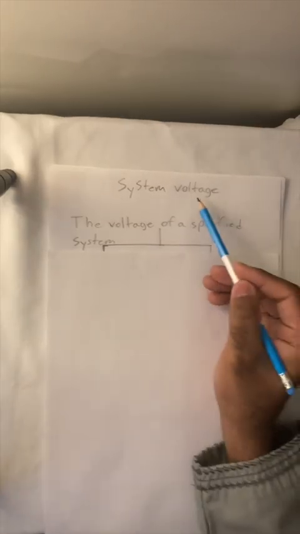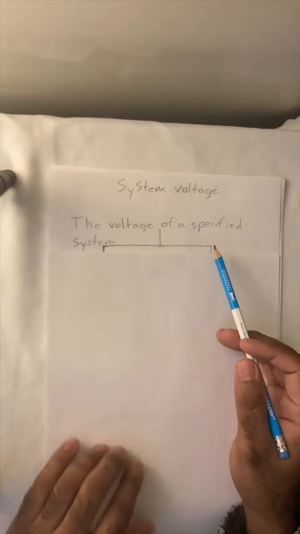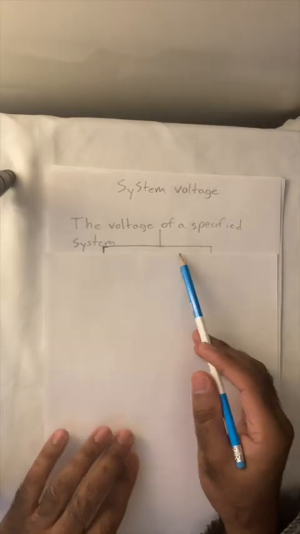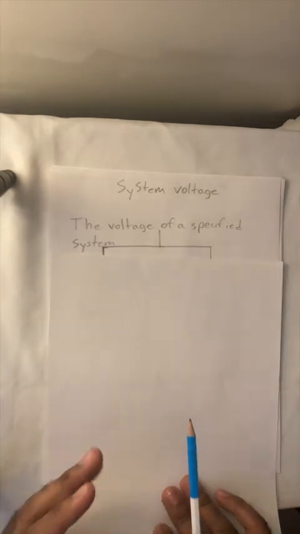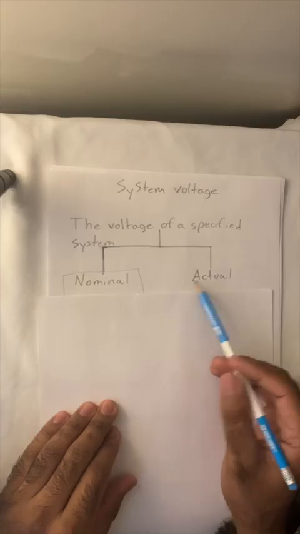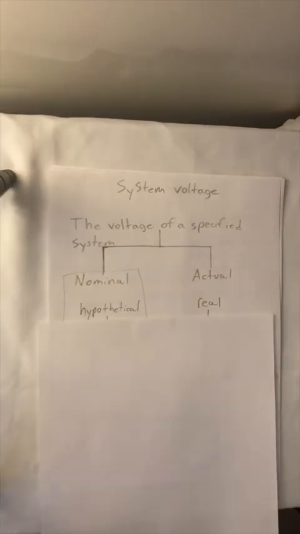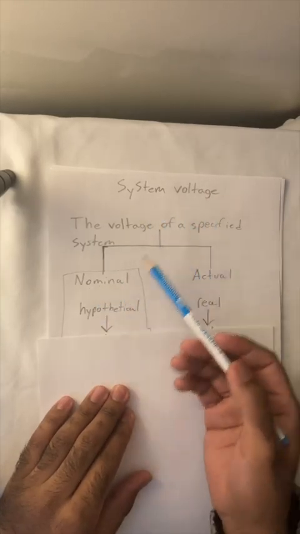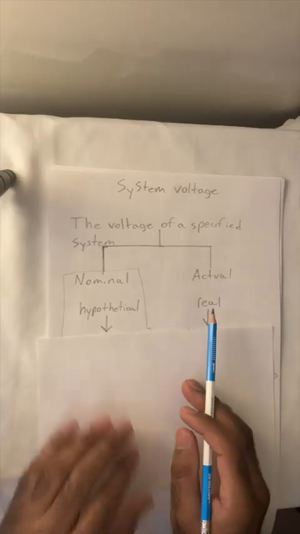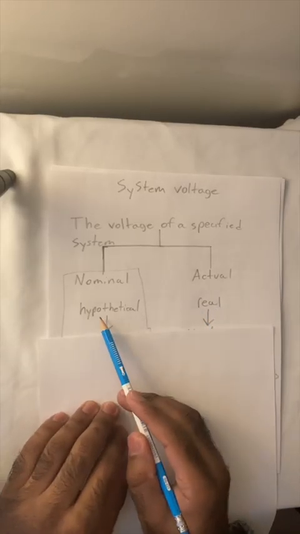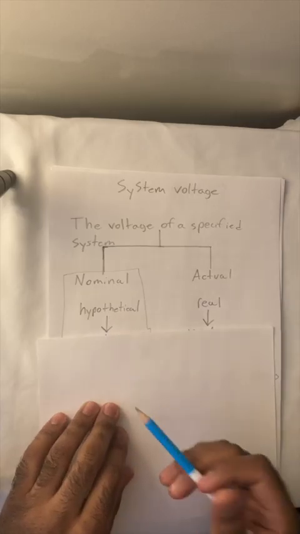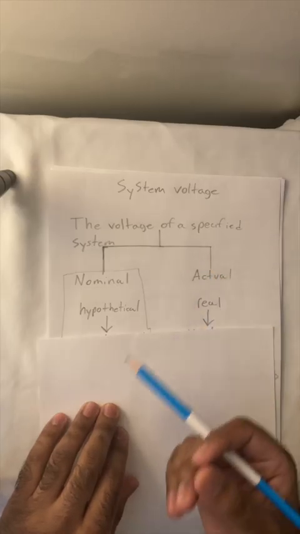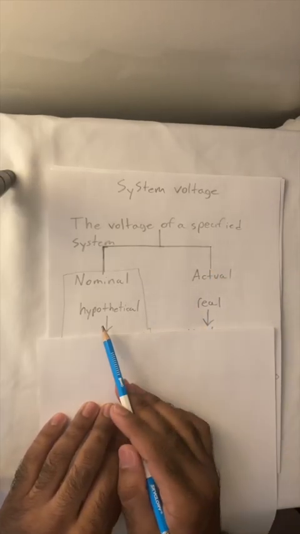So system voltage is the voltage of a specified system. These voltages can be classified. We can divide them into two categories, that being nominal and actual. Nominal system voltage, or the system voltage which is considered nominal, is a hypothetical thing. It is a value which may not necessarily be the case, but it is conceptual. Conceptually, it is to be the voltage.